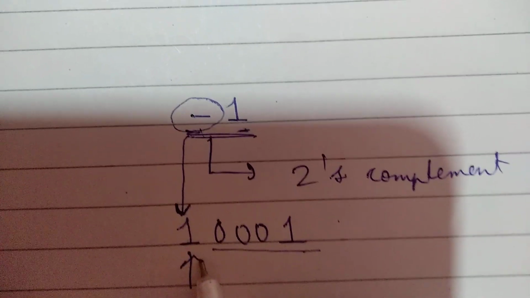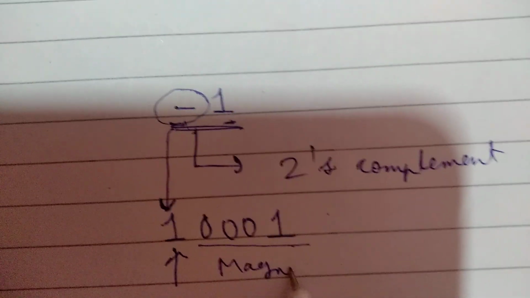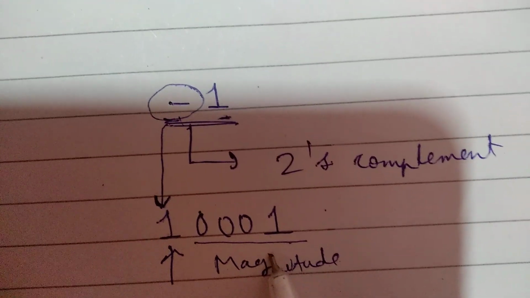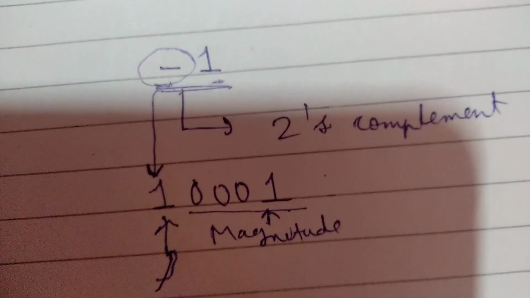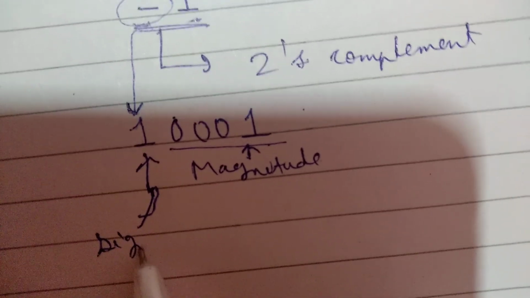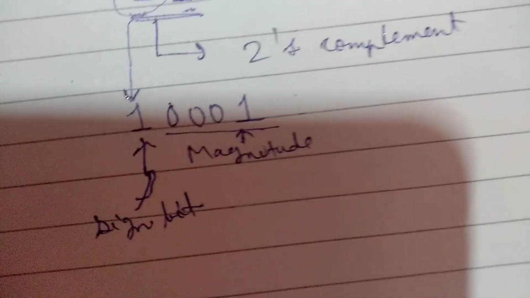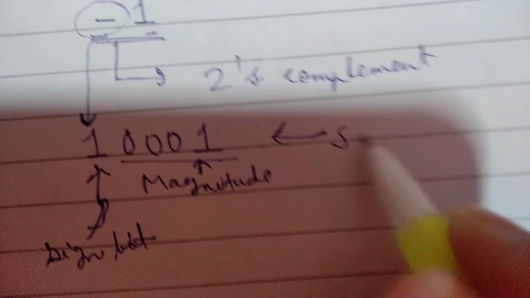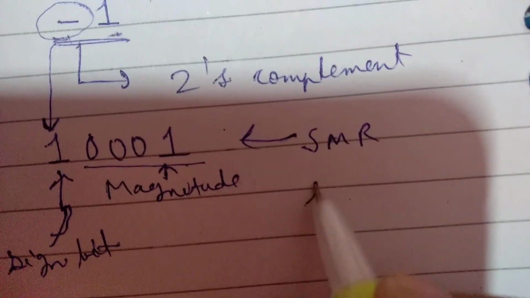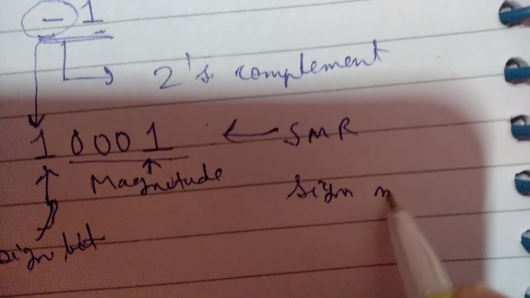This is the sign bit, and this is called the magnitude. This one is called the magnitude, and this bit is the sign bit. This representation is called SMR, that is, the sign magnitude representation.